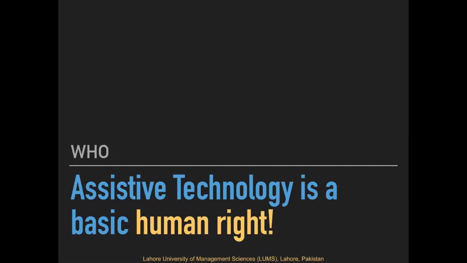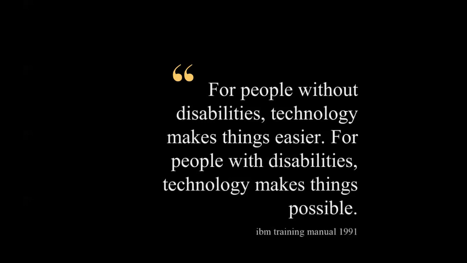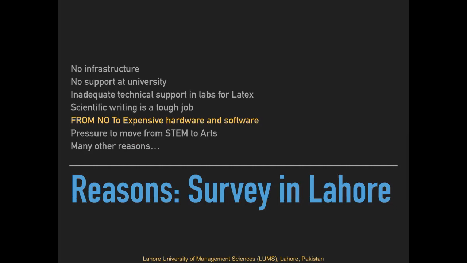And there are so many reasons. I'll talk about it. But WHO has said that assistive technology has become a basic human right. For people without disabilities, technology makes things easier. For people with disabilities, technology makes things possible. And when we ran a survey on why only 2 students were able to graduate from a top class school, we found it's the same situation all over Pakistan.